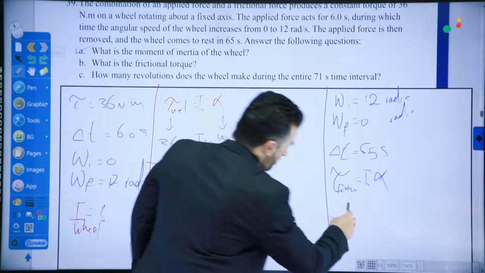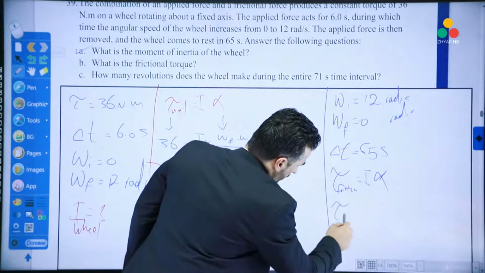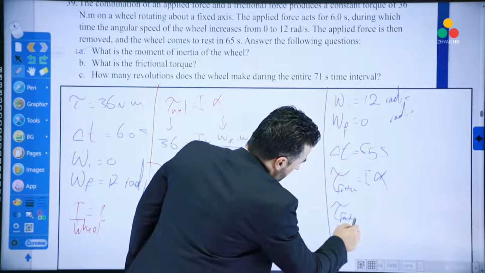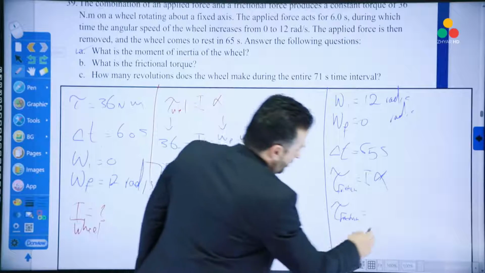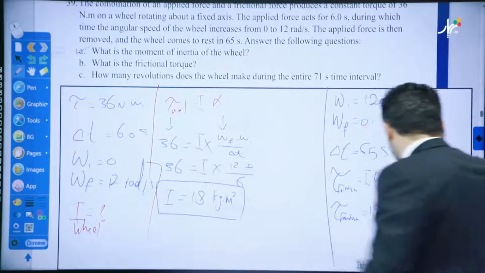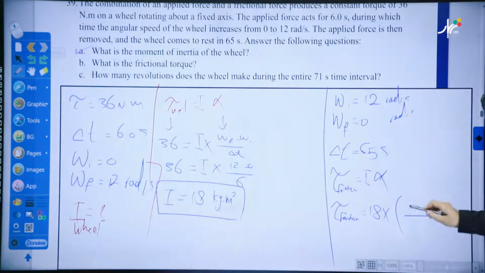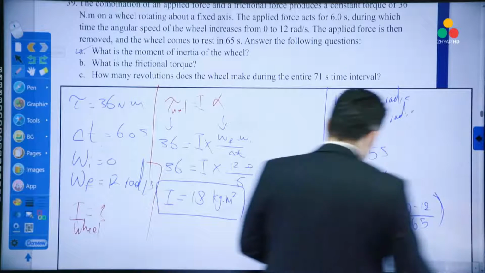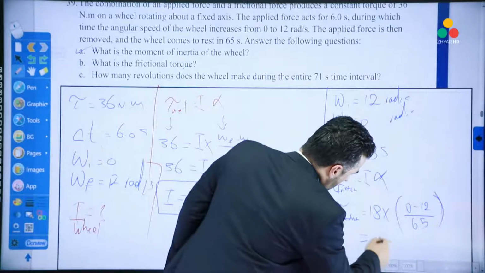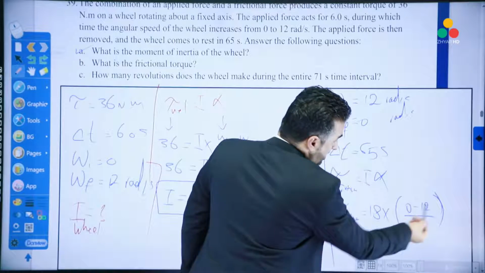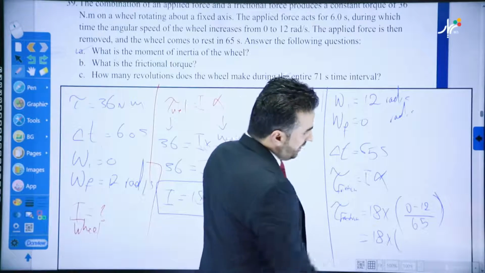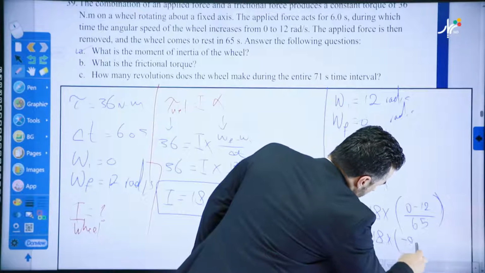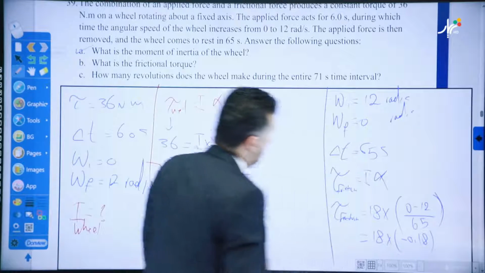So, in this case, we're going to use the net torque, or torque of friction, let's say, equals moment of inertia, which is 18. Don't forget, it is going to be final, which is 0, minus initial, which is 12, divided by the time, 65 seconds. And of course, the answer to all this equals 18 multiplied by 0 minus 12, that is negative 12 divided by 65, it is going to be negative 0.18 if I'm not mistaken, yes?